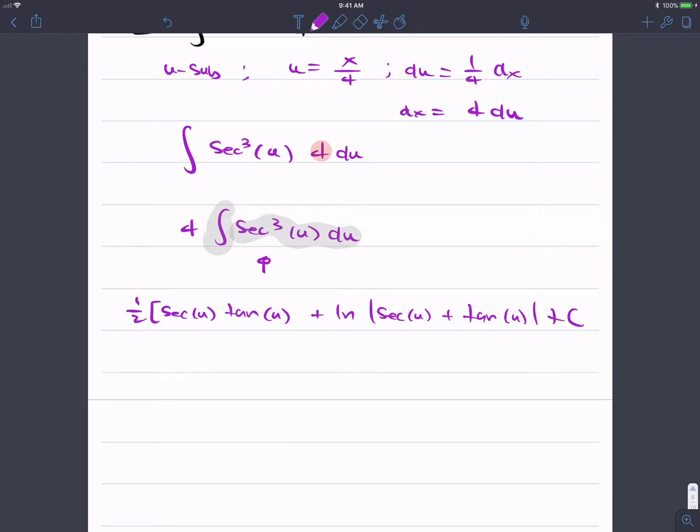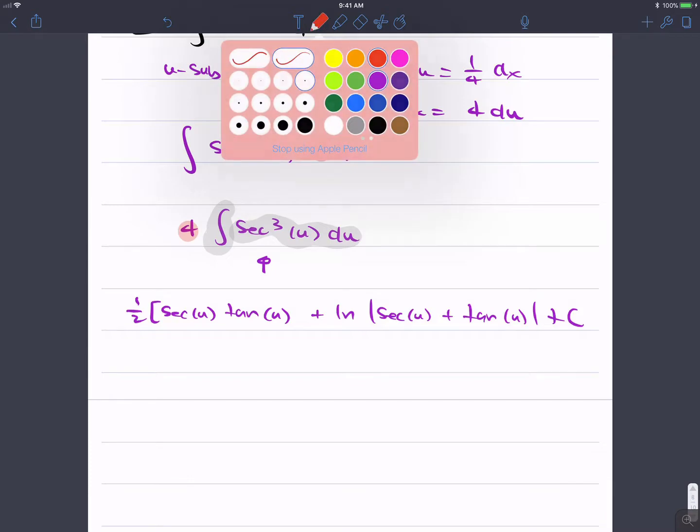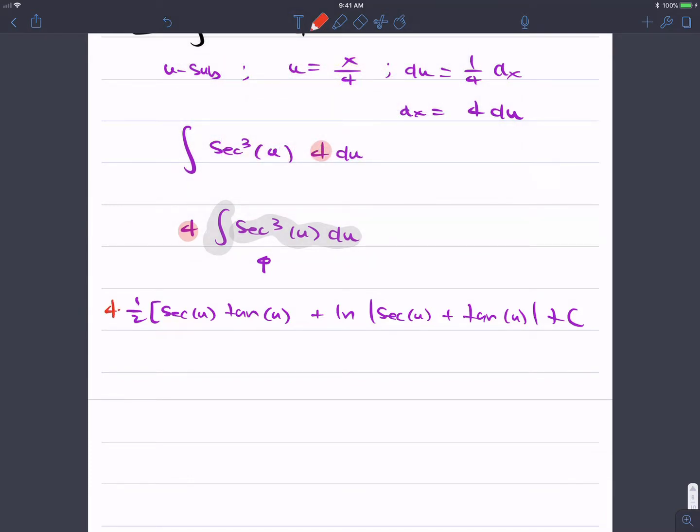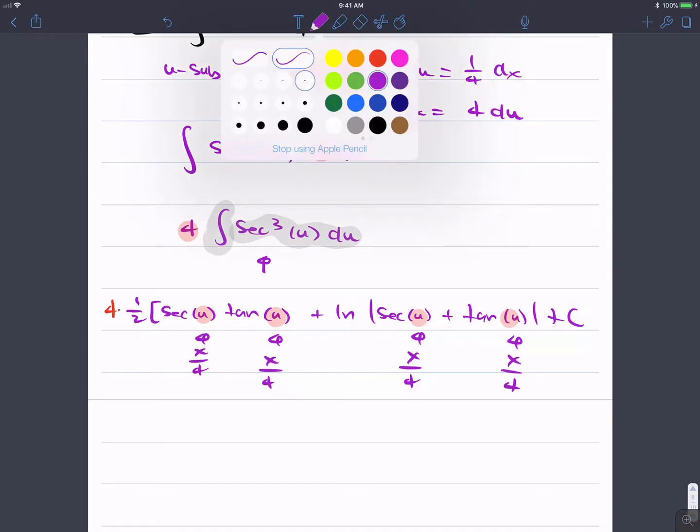Now remember, there's a 4 out here. That 4. So we're going to multiply this whole thing by 4. And we also know that u is x over 4. So wherever there's a u, right, here there's a u, a u, a u, and a u. We replace this with x over 4. So that'll have an x over 4. X over 4. All my u's have x over 4. And so my final answer, we'll write this way.